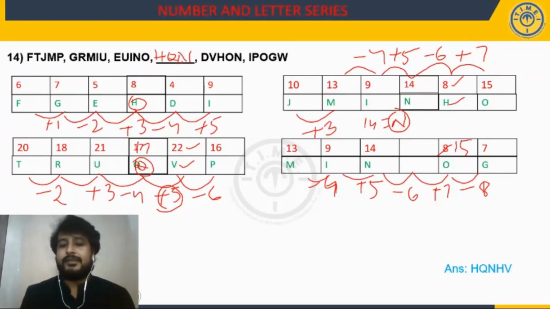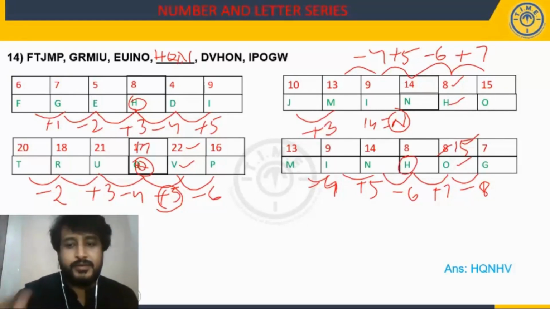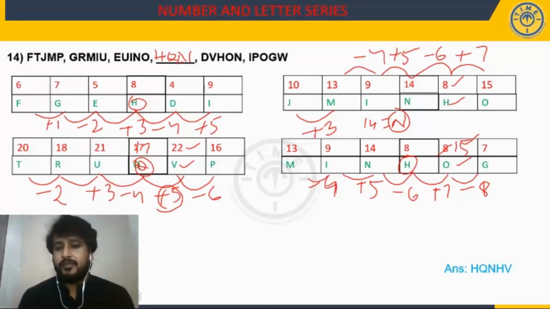So 14 -6 is 8. The eighth letter is H. Now 8 + 7 is 15. It is matching, and O's place value is 15. So what is the missing letter? Definitely H. So the fourth letter is H according to our logic. -4, +5, -6, +7, -8.